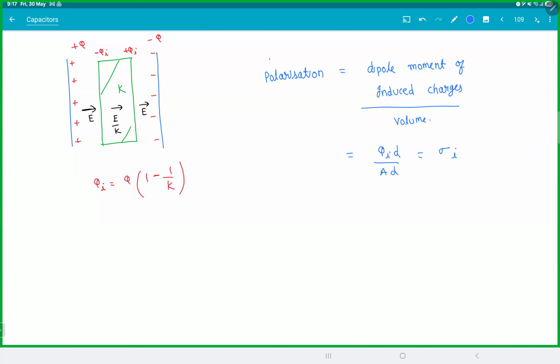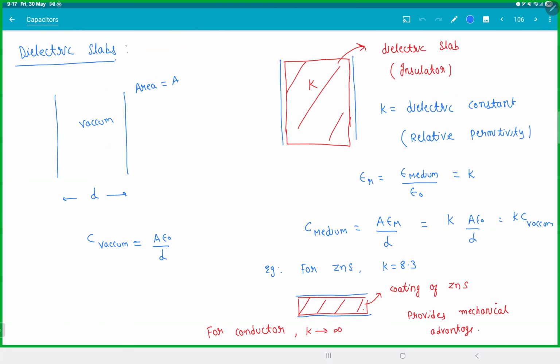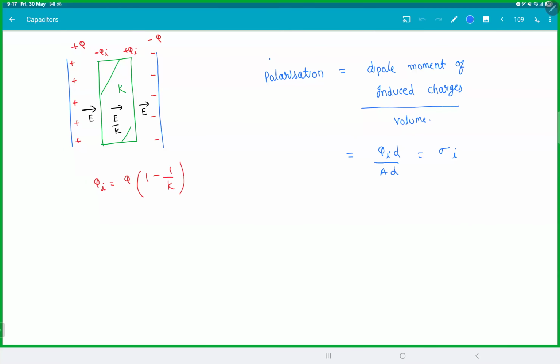Got this? Let's see a question. Yeah, primarily in a slab, these are the main things. One, the capacitance becomes Kc. Second thing, the induced charge is sigma into 1 minus K, and the field inside is E by K. These are the three main points you need to know.